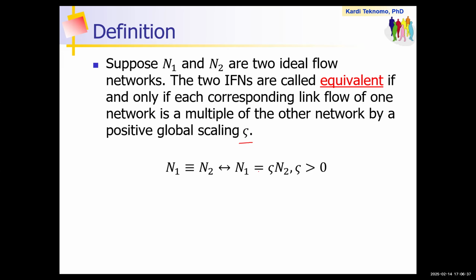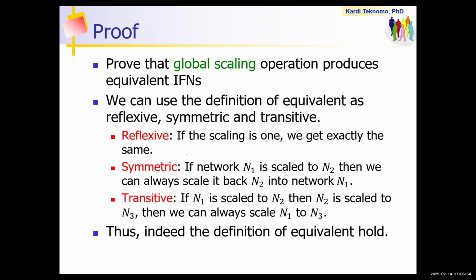So meaning you can multiply each element here with a certain value, say a global scaling S, then you can say that this is actually equivalent. This is by definition. To prove this, we need to understand the definition of equivalent. In mathematics, equivalence means reflexive, symmetric, and transitive. Those are the properties of equivalence.